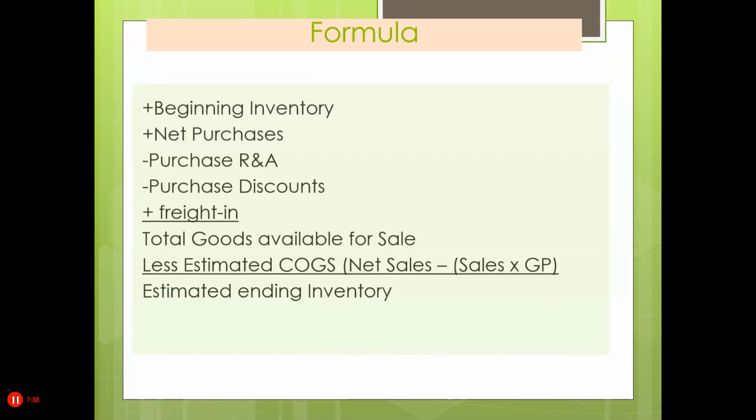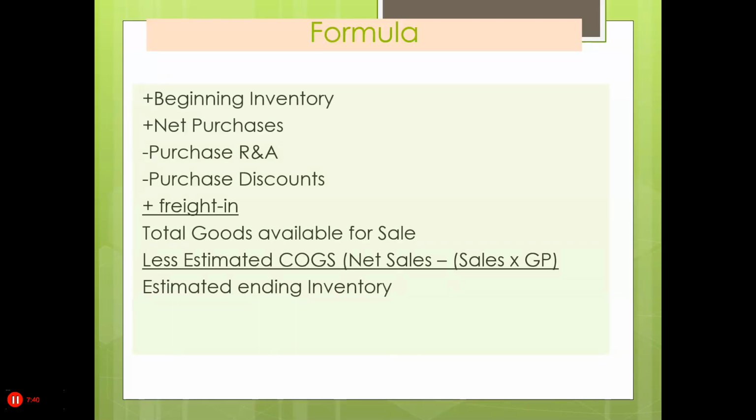Now, here's the formula for coming up with estimated ending inventory. You start with all your inventory plus all your purchases adjusted by any returns or discounts. Then you're going to get your total cost of goods available for sale, and then you're going to subtract out your estimated cost of goods sold, which is going to be net sales minus net sales times gross profit. Let's take a look at an example.